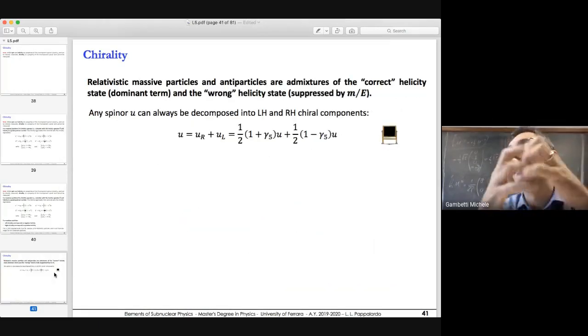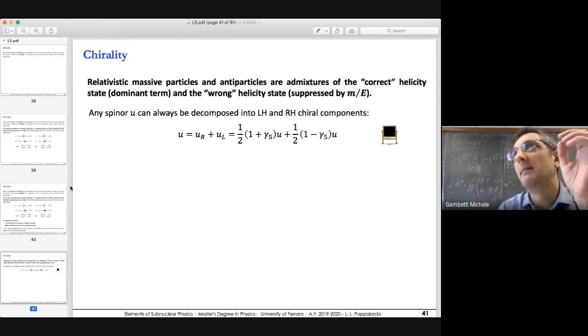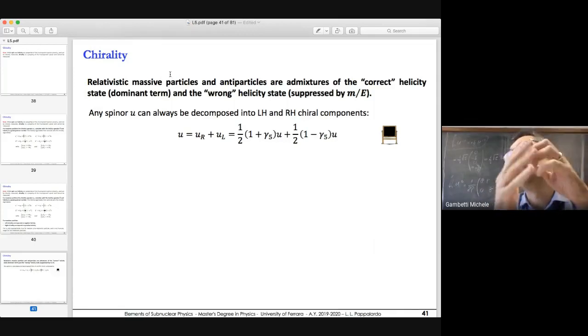Now, in practice, if you have a massive particle, it is an admixture, a mixing of the correct helicity state, which is the dominant term, and the wrong helicity state, which is, let's say, a contamination, and which is suppressed by m over E. So the more you can neglect the mass with respect to energy, the more the wrong component becomes negligible, and everything is dominated by the correct helicity.